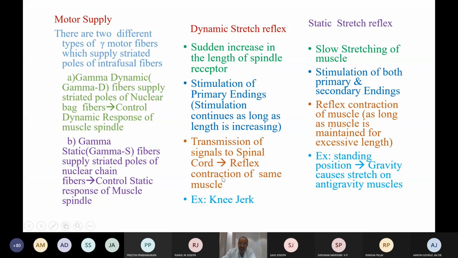So, that is the same muscle. Understood? Here, reflex contraction of the muscle will occur as long as the muscle is maintained at excessive length. Understood? So an example is the standing position. In a standing position, what is happening? Gravity is causing stretch of the anti-gravity muscle so that he can stand on the floor. Understood?